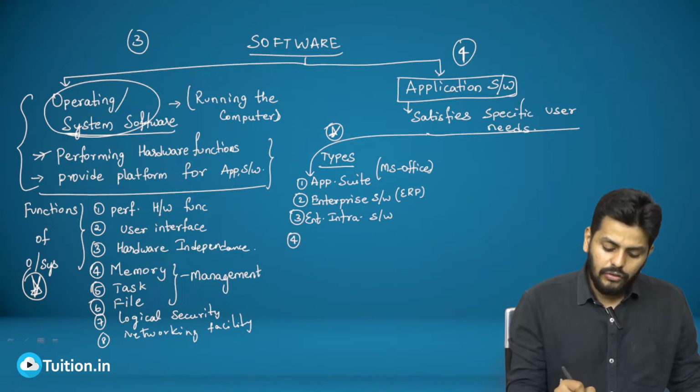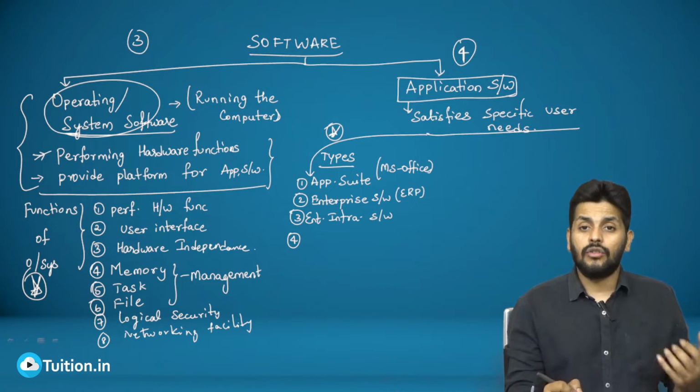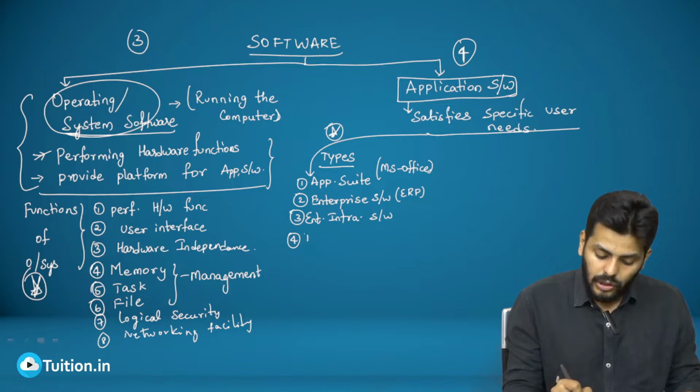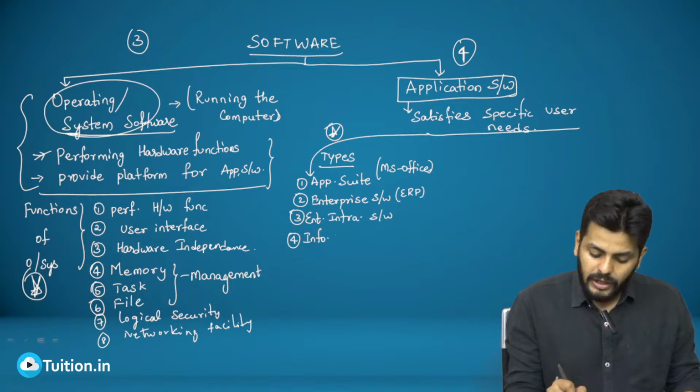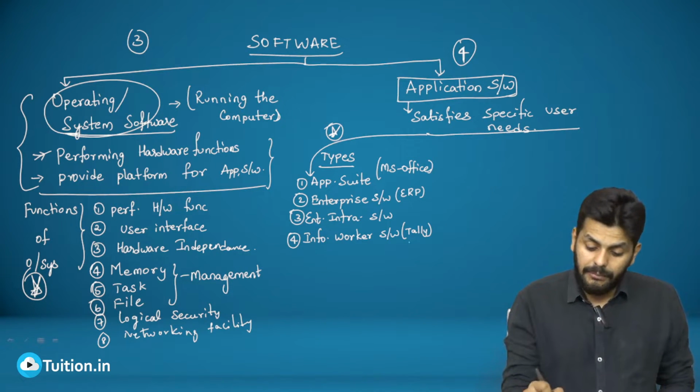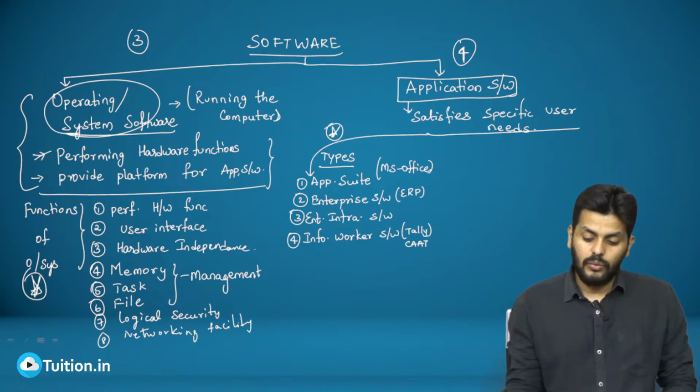Then we have software used by accountants and auditors who basically work on information. Tally, computer aided audit tools, all those are called information worker software. The best example for this is Tally, because the user is working on information. All computer aided audit tools come under information worker software.